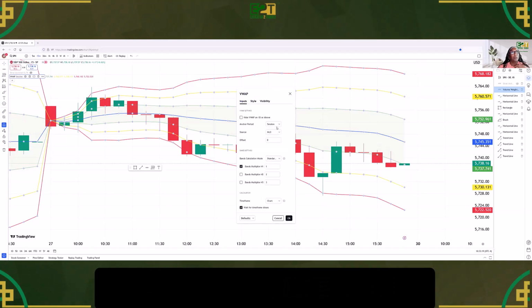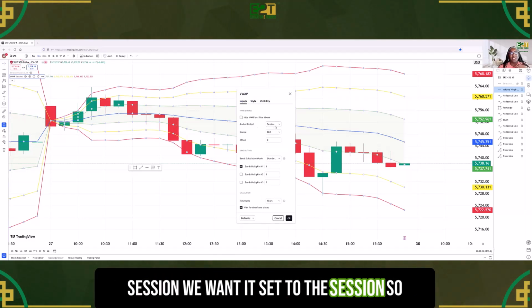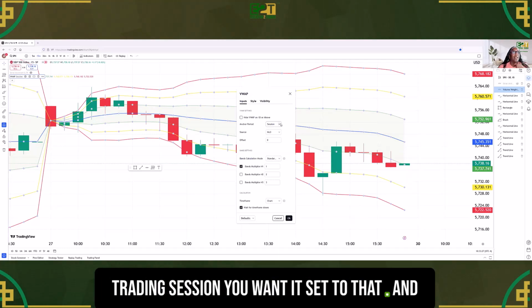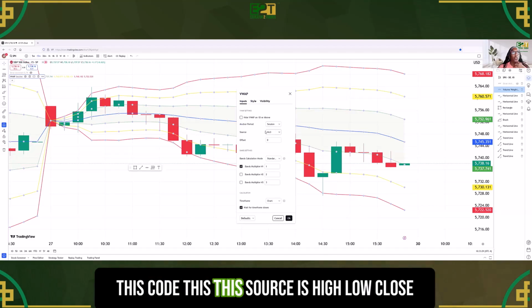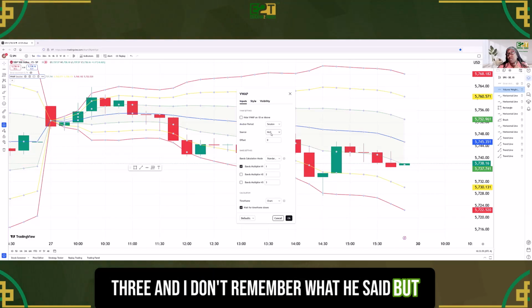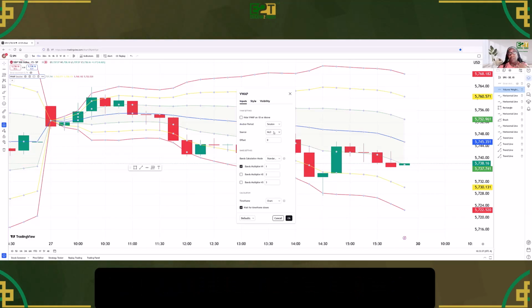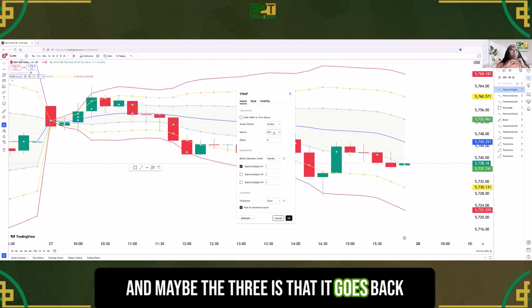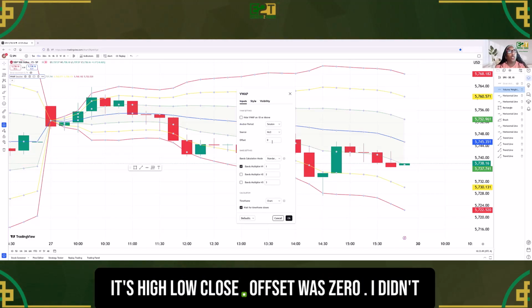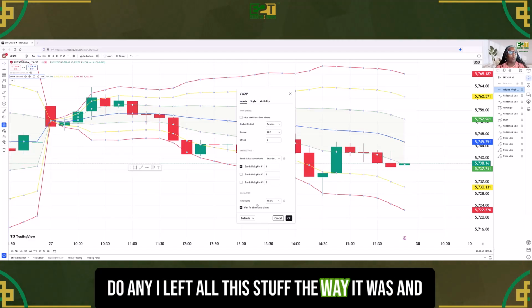Inputs. Session, we want it set to the session, so that's today's trading session. The source is HLC3. TJ talked about why it's 3, and I don't remember what he said, but high, low, close makes sense to me. And maybe the 3 is that it goes back 3 bars. I'm trying to remember what he said. Anyway, I picked HLC3. I know it's high, low, close. Offset was 0. I didn't do any. I left all this stuff the way it was.